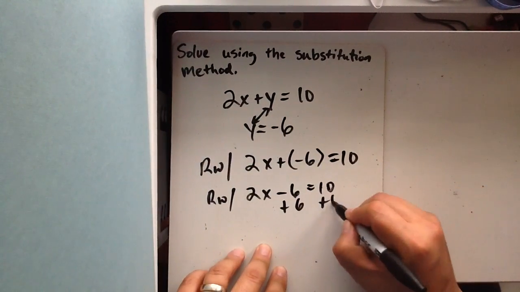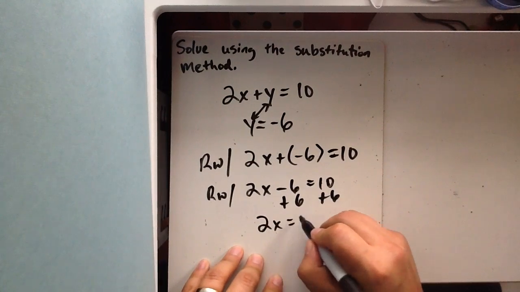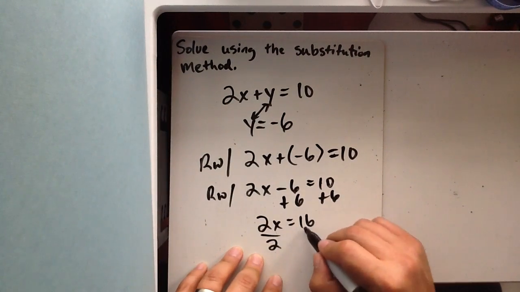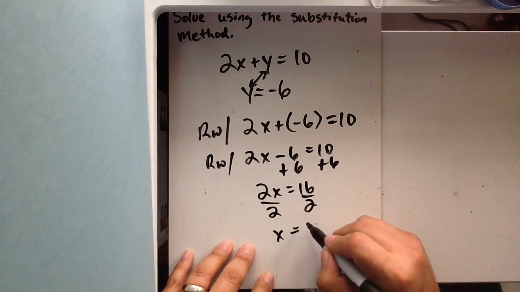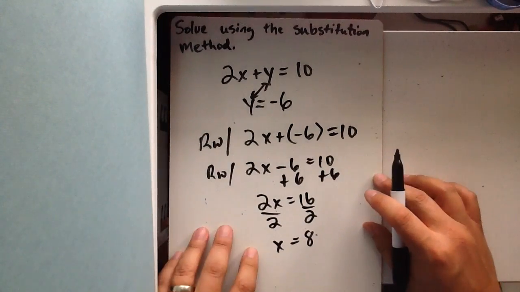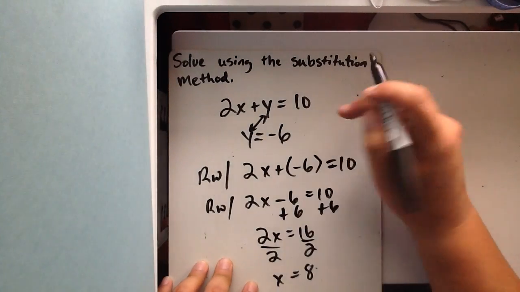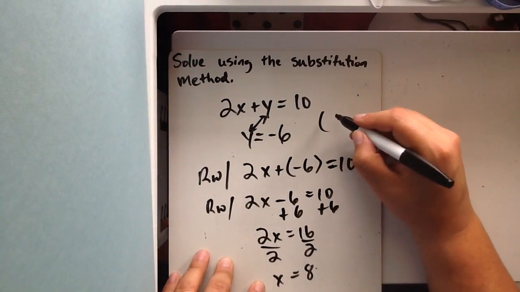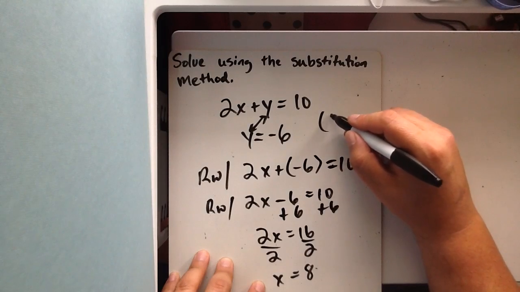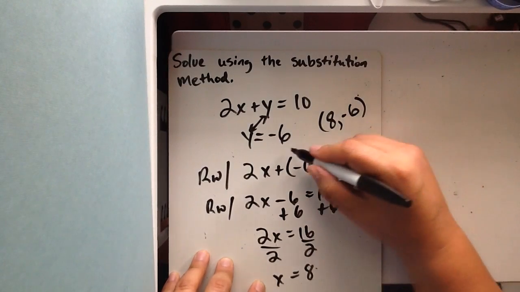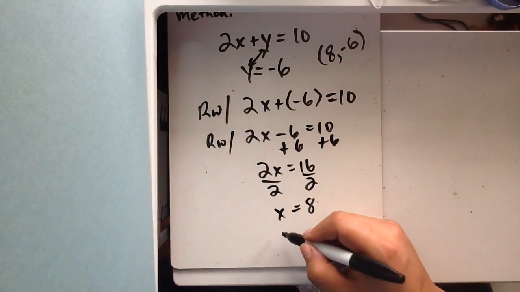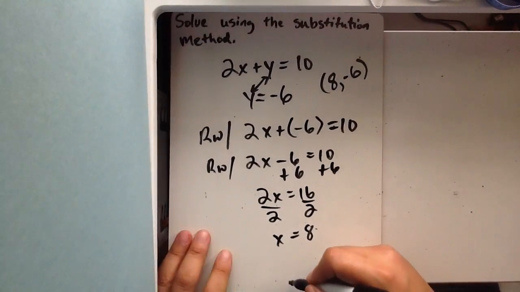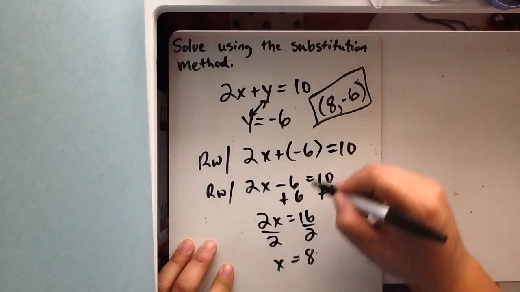Then I go using my algebraic methods. Add 6 to both sides. 2 times x equals 16. Undo multiplication, and I'm left with x equals 8. What does that mean? That means for this system of equations, they intersect at one point, which is at 8, -6. Because I already have what y is, I just had to figure out my input x. Okay? And these are my 2 answers.